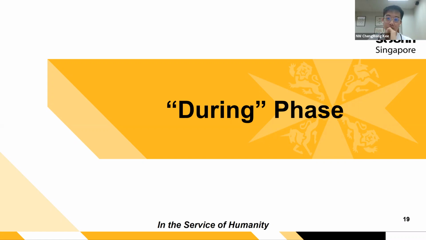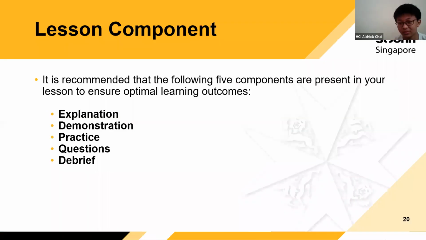So let me delve into more details. Now, I'll show you guys the 5 components that make up the lesson component during MOI. So first, you explain the topic, then you demonstrate. Next, you hold a practice session, ask for questions, and then hold a debrief. These are the 5 main components of the lesson component, and we'll now go in depth into each of them.